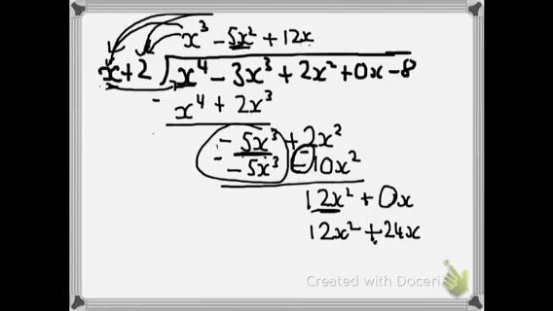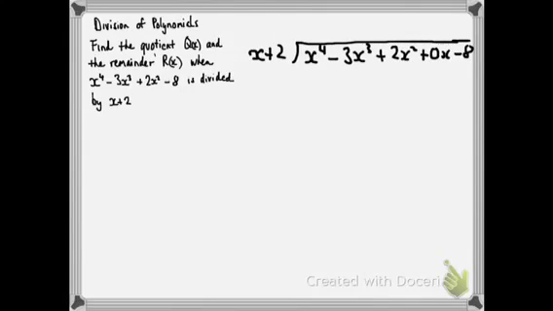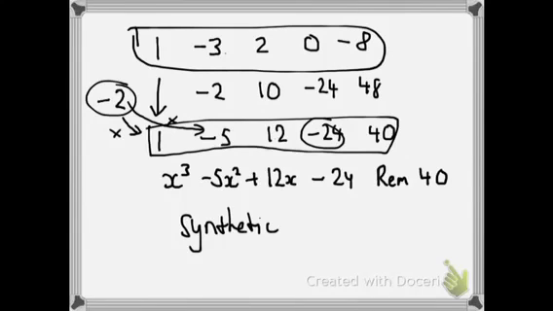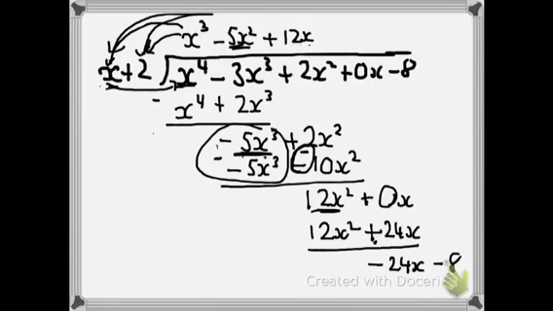Now running out of room here, so what I'll do is we'll just subtract these two. 12x squared take 12x squared is 0. Now 0x minus positive 24x is negative 24x. One more number to bring down, and that's the negative 8. Okay, so what I might do now is copy this over to the next slide.